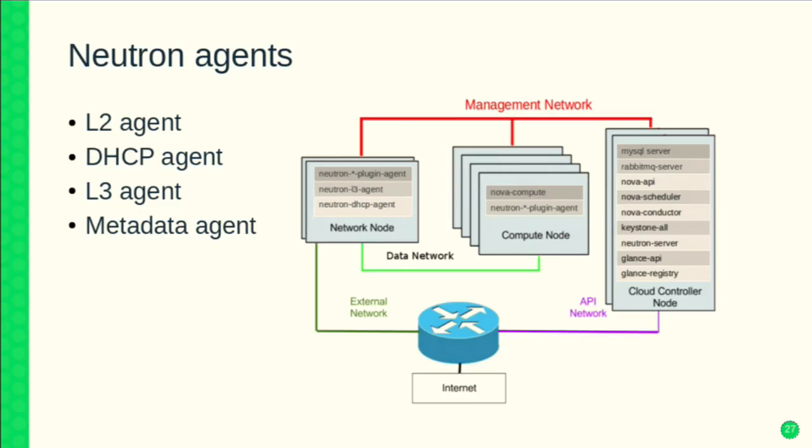Then we have the L2 agent. The L2 agent is the agent in charge of L2 connectivity, and this agent runs on every compute node. A compute node is a node where Nova Compute runs, so where the VMs are actually running. The L2 agent's responsibility is to set up the networking on the compute node so that the VMs have connectivity.